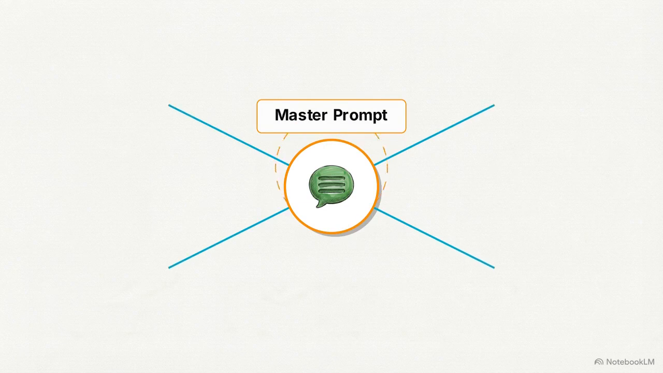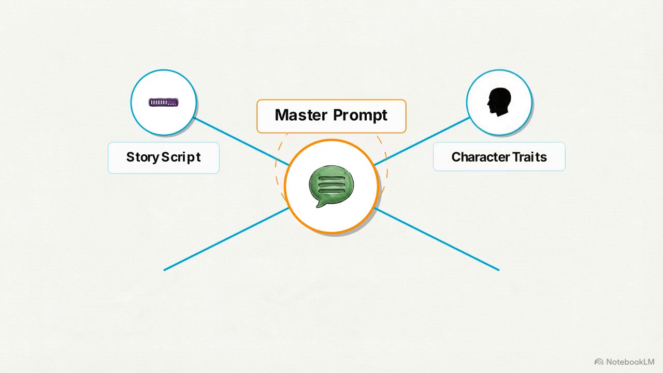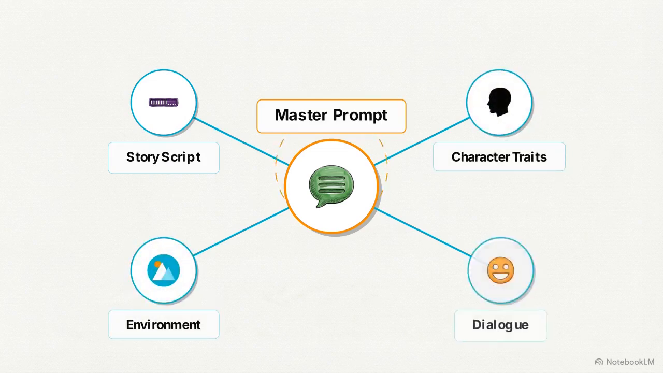This master prompt breaks down our data into 4 branches. First, it generates the story script. Second, it locks in physical character traits. Third, it builds environment prompts. Finally, it outputs dialogue prompts, dictating what characters will say.